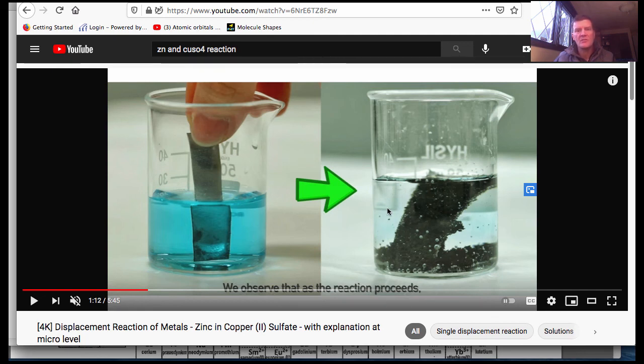And you'll also notice that the solution goes from blue to nearly clear because it is the copper sulfate that's blue, but zinc sulfate is clear. So this solution is becoming zinc sulfate on the right side. Over here is copper sulfate. And that black crystal there, those are copper atoms. Okay? All right, let's see if we can find one for our other reaction so you can see some bubbles here.